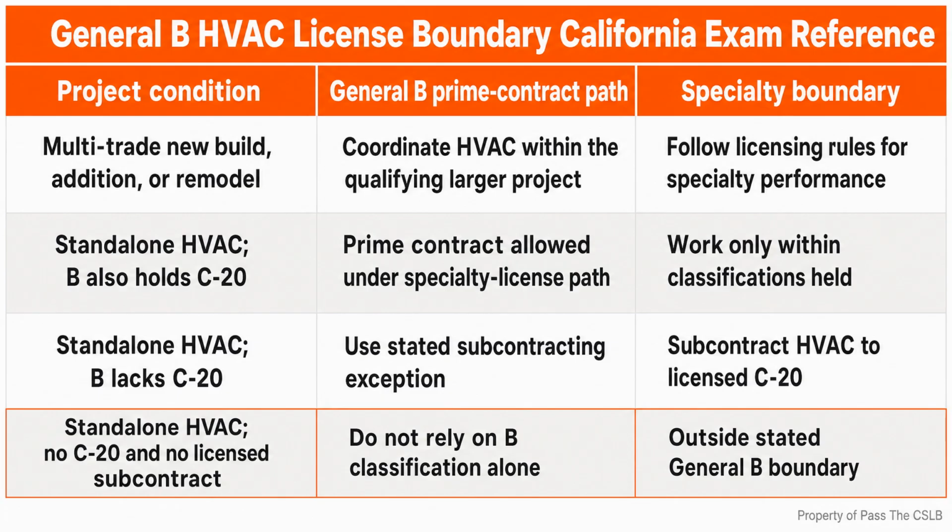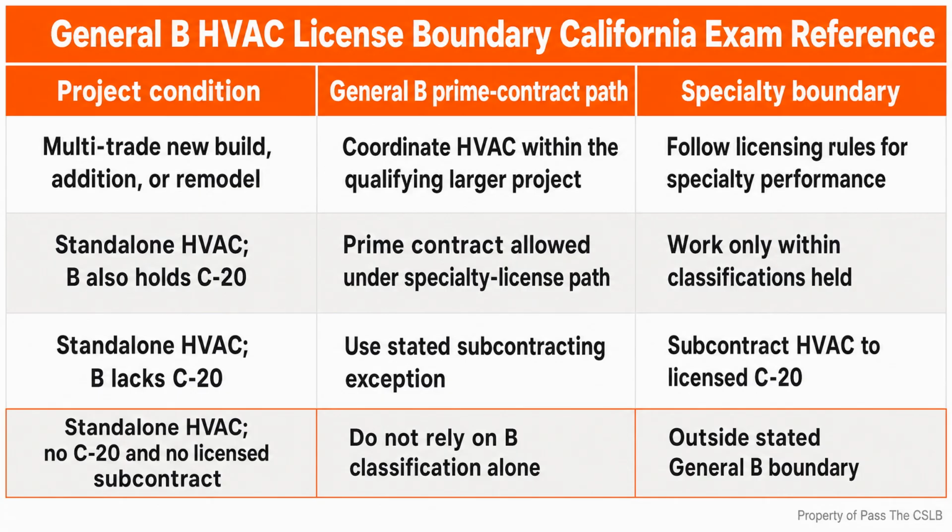Imagine a homeowner asks for nothing but replacement of a furnace and condenser. I would first identify whether the contracting structure fits the General B classification. If the General B also holds the C20 classification, that is one lawful path described in the research. If the General B will subcontract the specialty scope to a properly licensed C20 contractor, that is the other path described in the research. If neither condition exists, I do not treat the word general as permission to self-perform the specialty project. Looking at this boundary as a table helps separate project coordination from specialty performance.